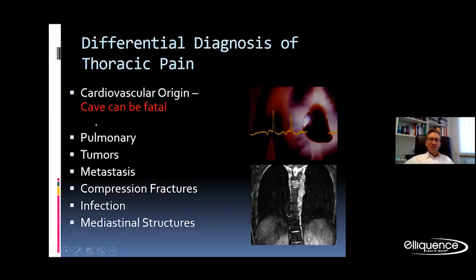Then there are a lot of other things that can lead to thoracic pain. It can be tumors, metastasis, fractures, infection, even mediastinal structures or pulmonary complications. We are living in a world of corona, so everything seems to be corona influenced. Everything is possible, but before you focus on it, even when you see disc pathology, please rule these out.